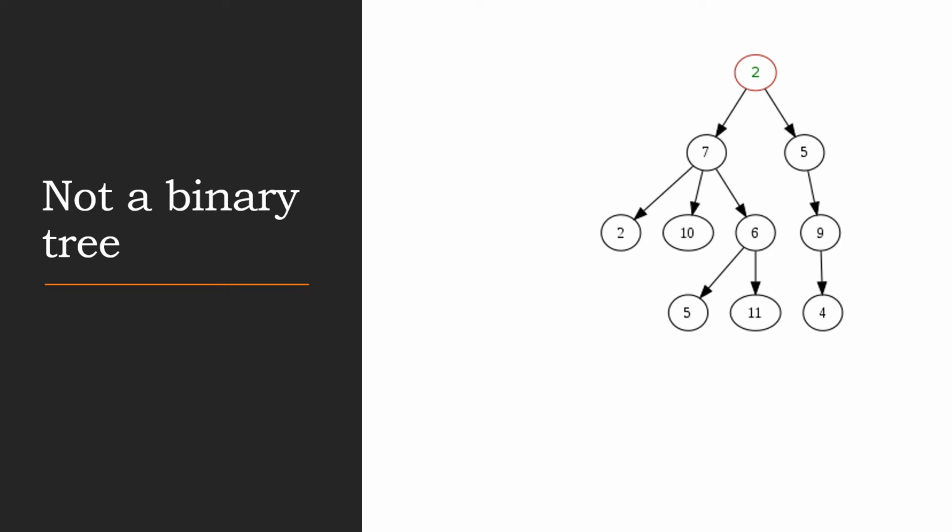Other images are not binary trees, so you can see that the node with 7 in it has got 3 pointers, so that's not a binary tree.